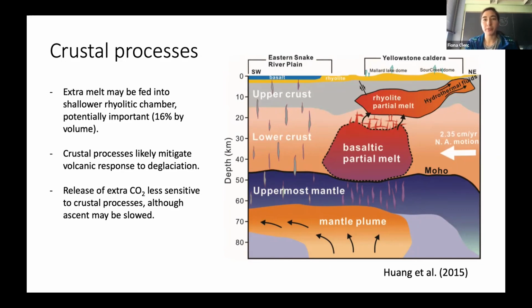And regarding our CO2 flux, our model is really only estimating the mass of CO2 that could be released, and doesn't really place any constraint on the rate at which it could be reaching the surface.